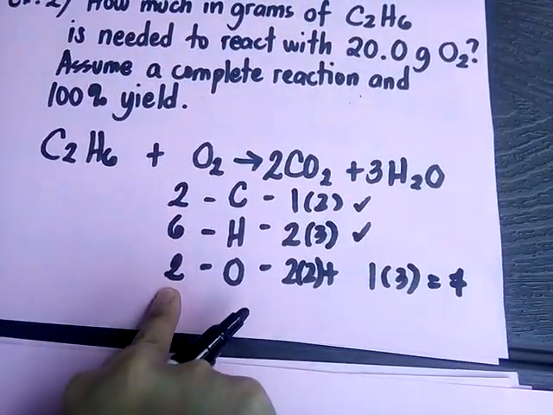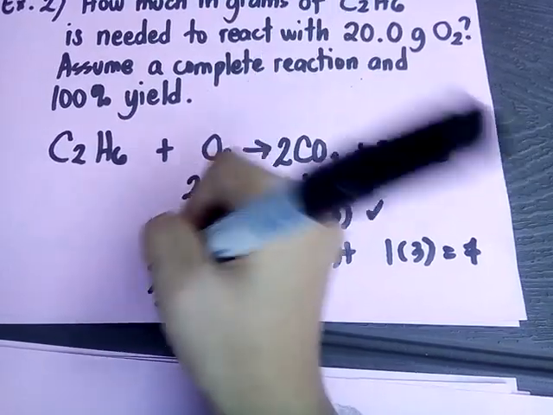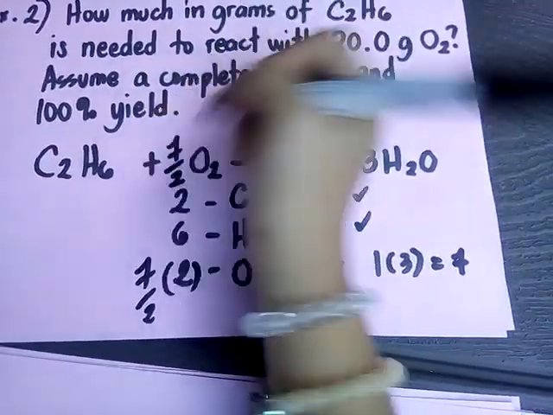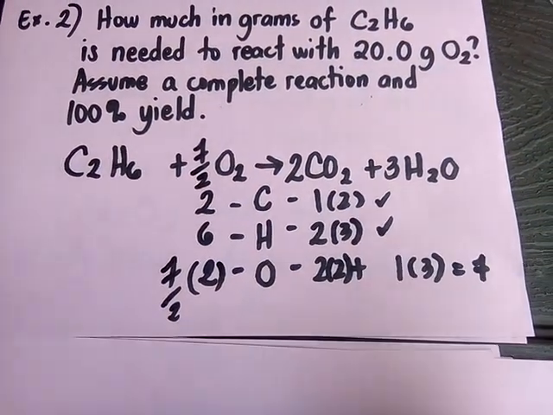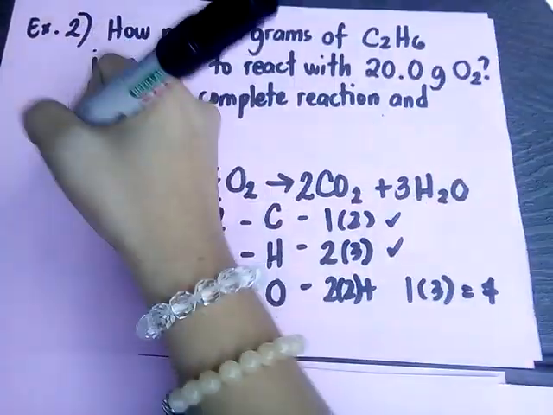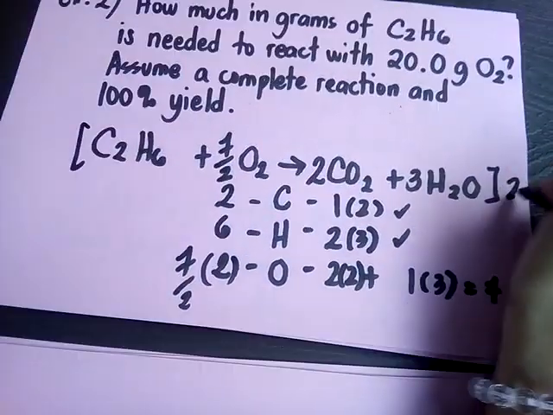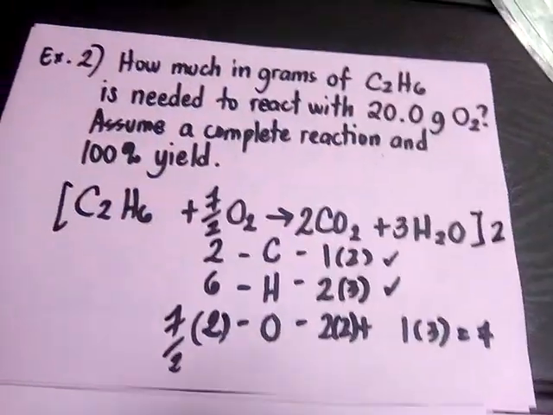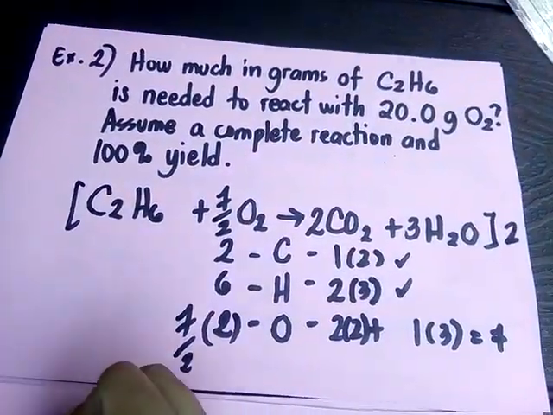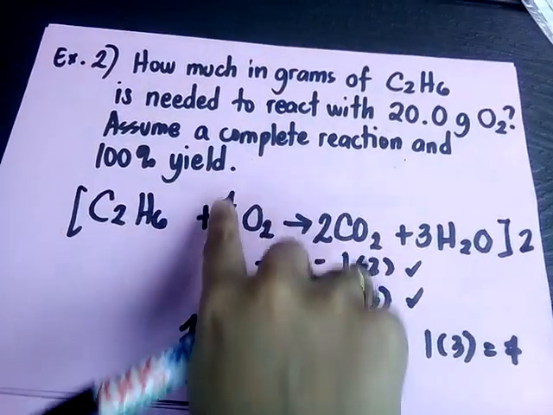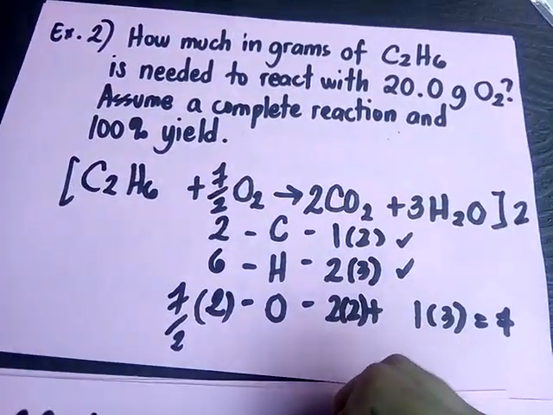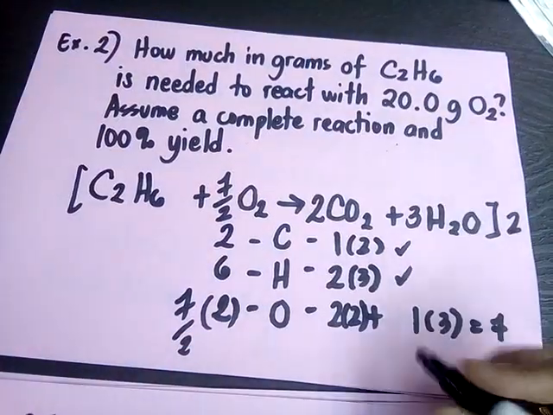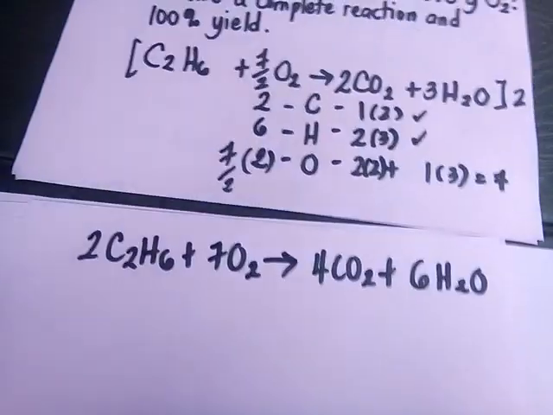So to make this 7, we have to multiply this by 7 over 2. So you multiply O2 by 7 over 2. But from our previous examples in balancing chemical equations, this 7 over 2 is not allowed. So what do you do? You multiply everything by 2. So your equation now will be 2 C2H6 plus 7 O2, 4 CO2 plus 6 H2O. So you now have a balanced combustion reaction of ethane.